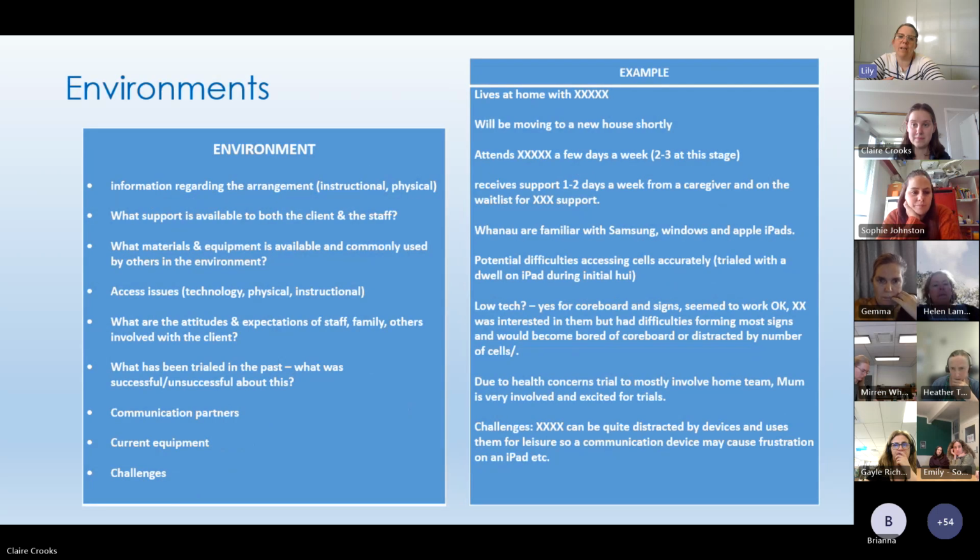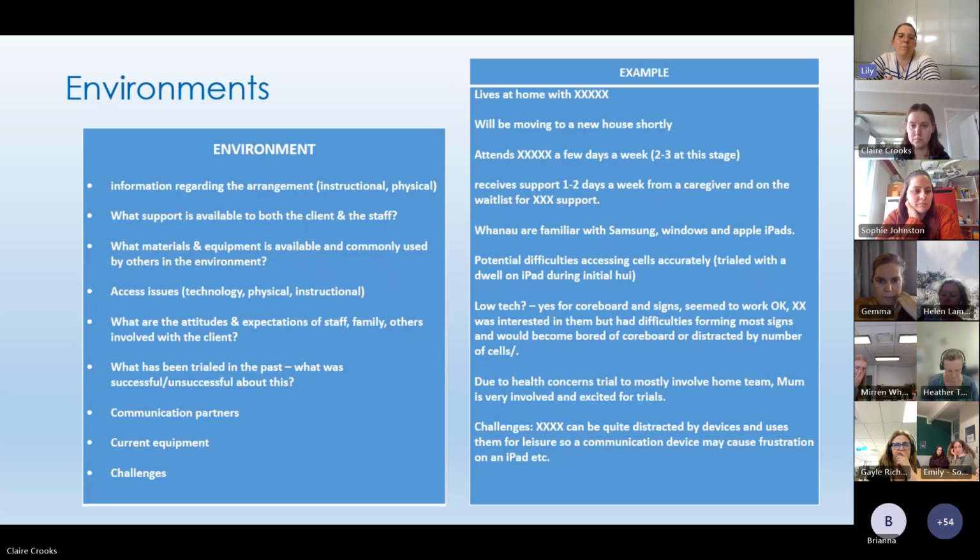So then the next part really is around that environment, and the environments that the person or the student is involved with. So there's the physical environment. You kind of want to think about, physically, where do they go? They're at school, are they out in the community? Are they spending time at home? Do they have time at respite?